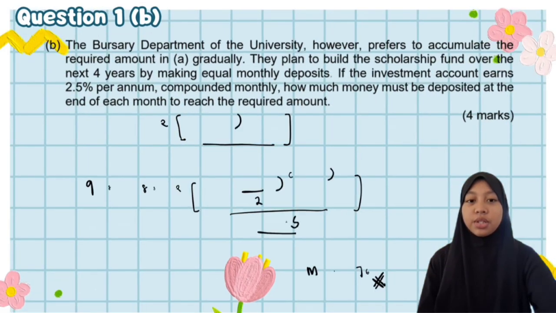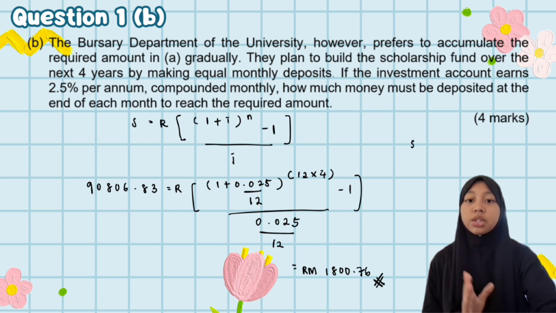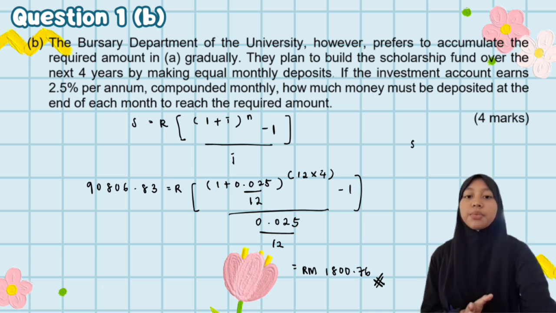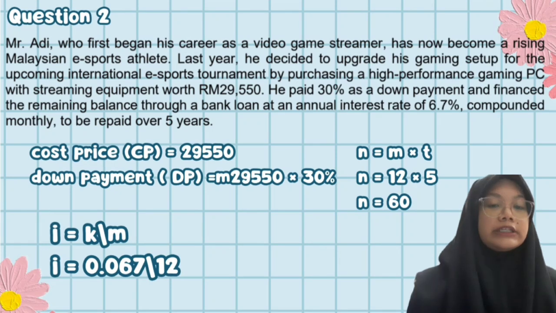In this question, we need to determine how much money must be deposited at the end of each month, which represents the periodic payment, in order to reach 90,806.83 in 4 years. First, the future value represents the total amount needed at the end of the investment period, which is 90,806.83. The interest rate is 2.5% per year, compounded monthly. The investment period is 4 years, which is equivalent to 48 months. After substituting all the values into the formula and solving for the monthly deposit, the required amount to be deposited each month is 1,800.70.